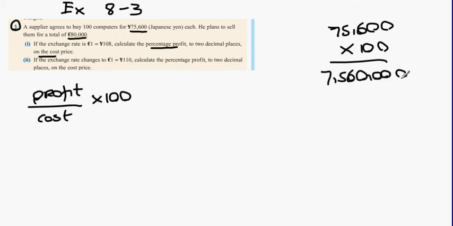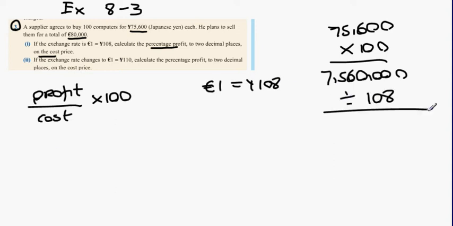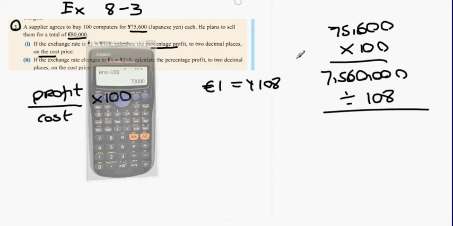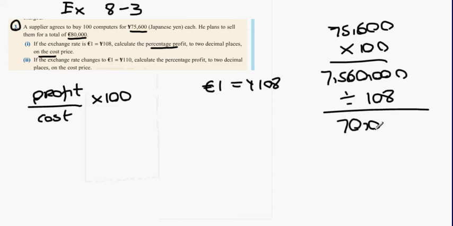Okay. Now once we've got the 100 computers' worth, we're then going to exchange it. So €1 equals 108 yen. So we're going to divide by 108 and convert it into euro. We get 70,000. So 70,000 euro is the cost.